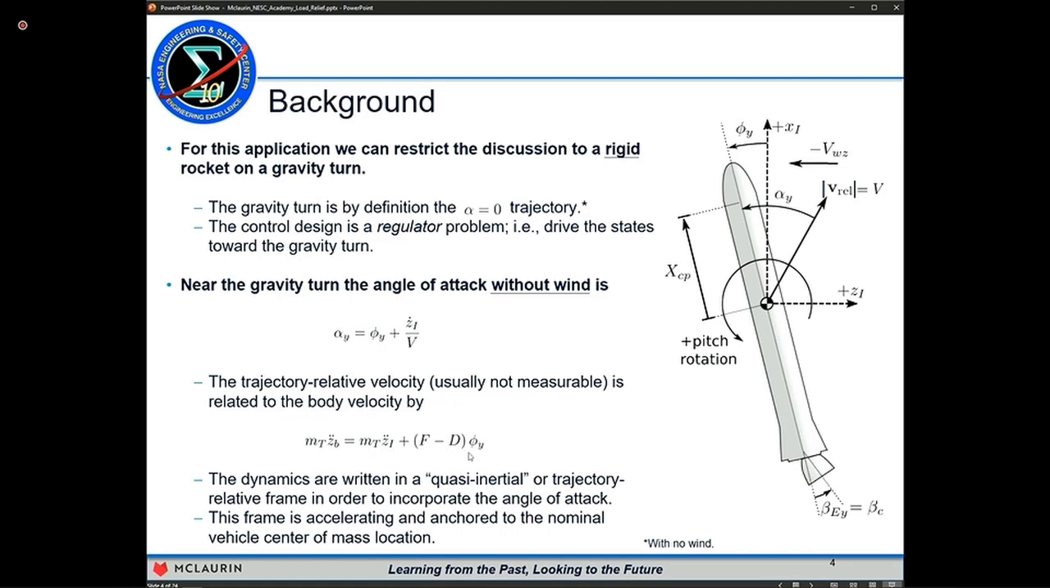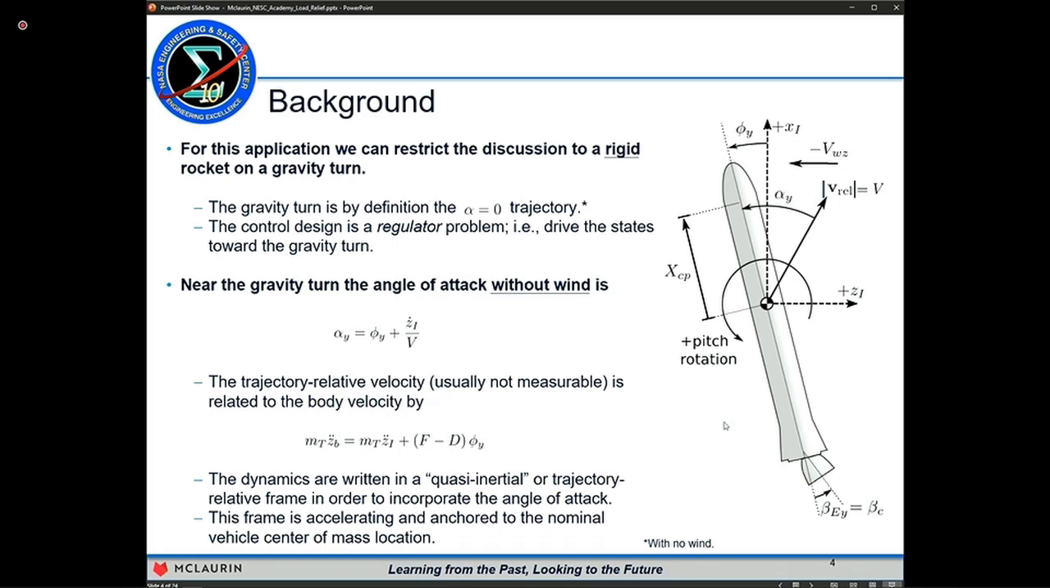If you hold up a pen or pencil and kind of visualize this, you can imagine how it works. Imagine just balancing a pencil on your fingertip, and that's your accelerating trajectory frame. So as you accelerate that laterally back and forth, you have gravity, which is your F minus D times phi, that provides a lateral acceleration.